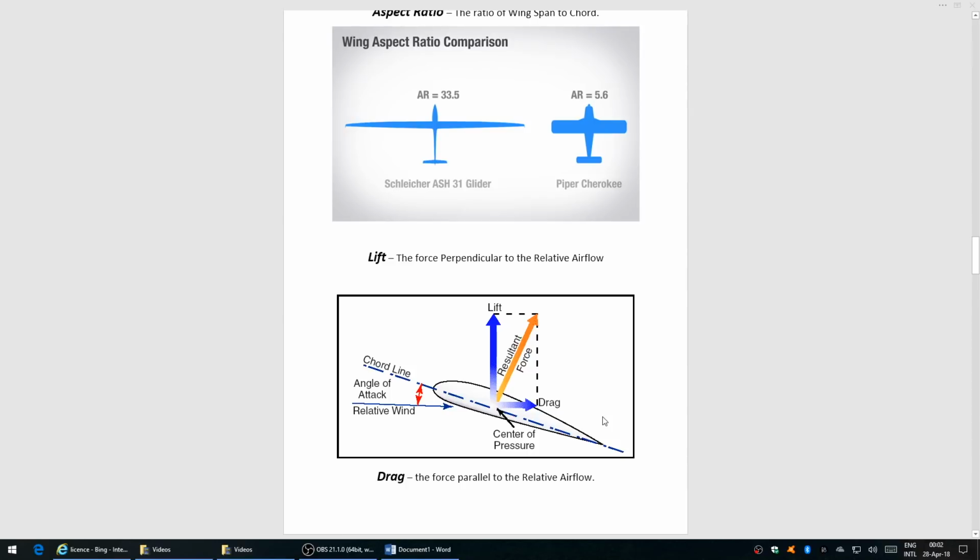Now we start to look at lift and drag. Lift is the force perpendicular to the relative airflow, and drag is the force parallel to the relative airflow. So this diagram shows the relative wind. The angle of attack is the angle between the relative wind and the chord line, and these blue lines represent the lift vector and the drag vector. Lift is perpendicular to the relative airflow and drag is parallel to the relative airflow.